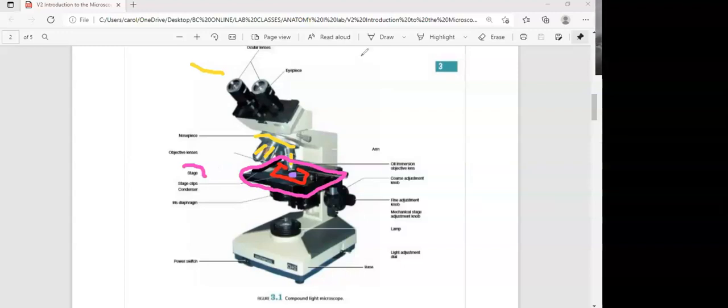In addition to that, what other parts do you have in this microscope? Well, you're going to have, for example, this, right? This is the arm. This is what you use in order to hold the microscope. In addition to that, using common sense, this is going to rotate. You can switch the lenses.